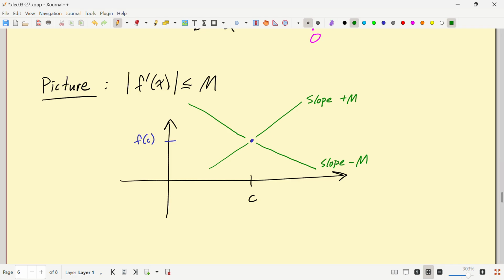And the graph of the function is squeezed between these two lines. It can't get out of those two lines. If it was identically equal to plus m, it would be stuck on the top line. If it was always equal to minus m, it'd be stuck on the other line. And if it's between, then it's stuck between those lines. So the picture is f of x is stuck in the wedge.